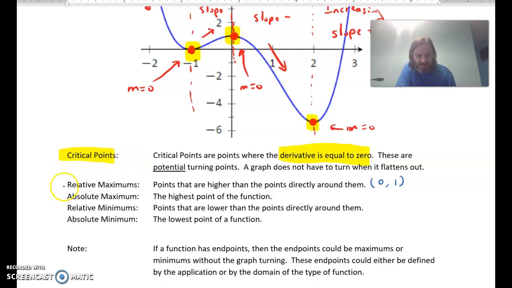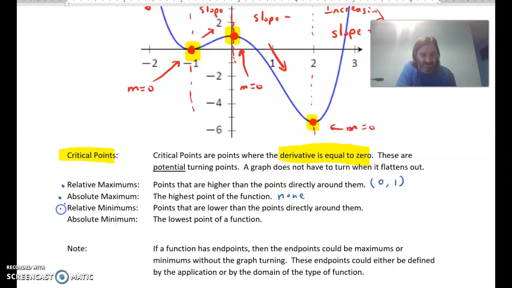Now if we look down here at absolute max right below it, the highest point of the function, on the ends of this function it keeps going up on both sides. So there's not an absolute max, there's not a definite highest point. But there is one that's, like we said, the relative max at 0, 1, where it's higher than the points around it. So it's higher relative to the points around it. It's maximum compared to what's close by. But as far as an absolute max, it doesn't have an absolute max.